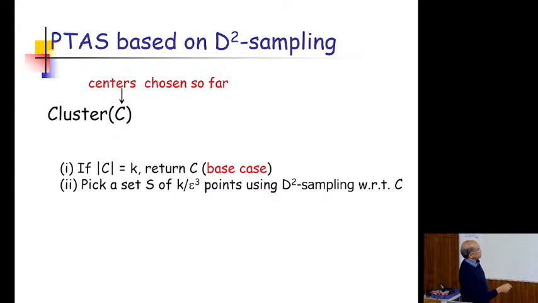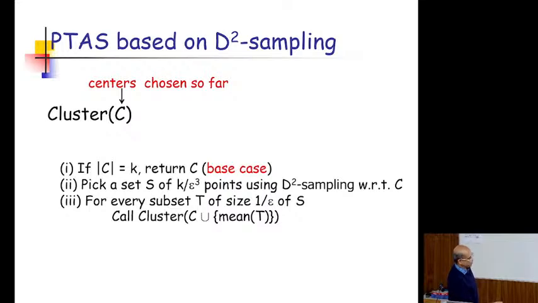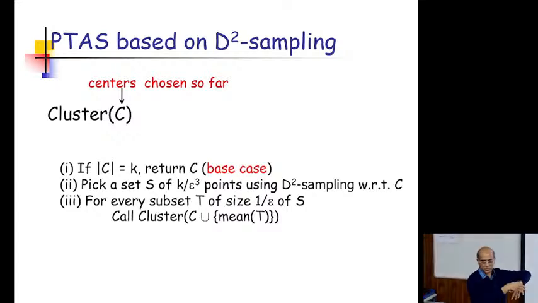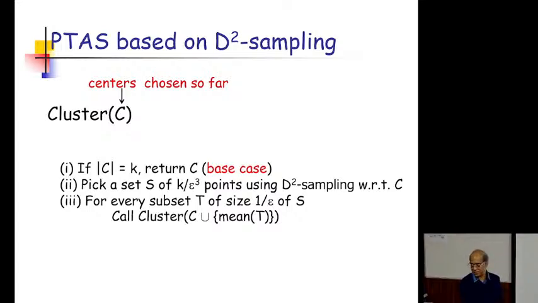C is the set of centers you have chosen so far. Now you pick, since 1 over epsilon square becomes slightly bigger, something like k over epsilon cube points using D square sampling with respect to the current set of centers. For every subset of size 1 by epsilon of these points, you compute their mean, and then you recursively call. Each call will branch out into k over epsilon cube more calls. At the leaves, you will have many solutions, and you will pick the best solution.